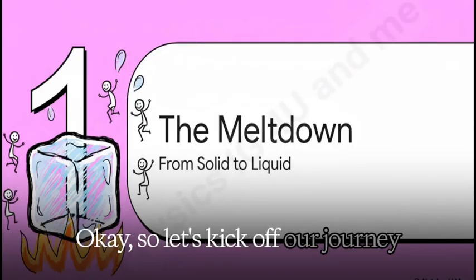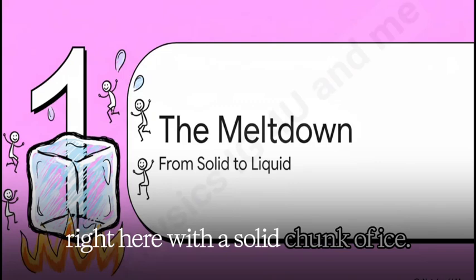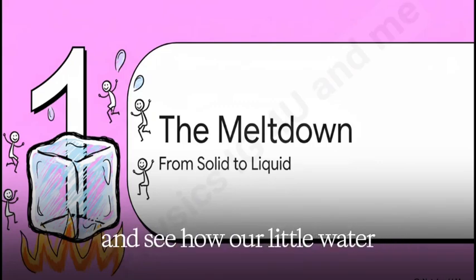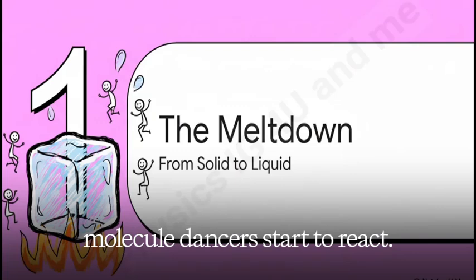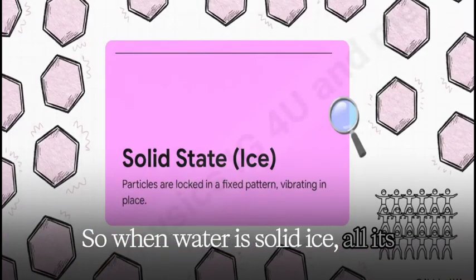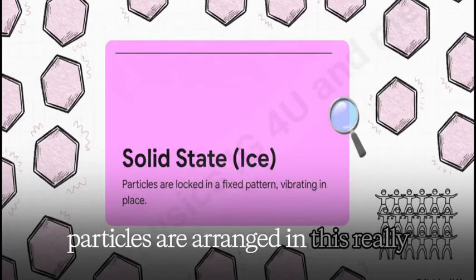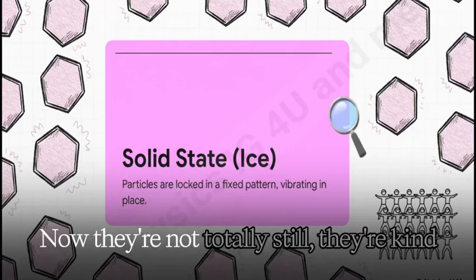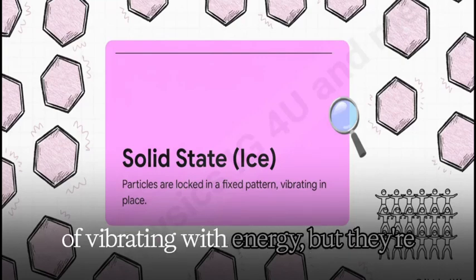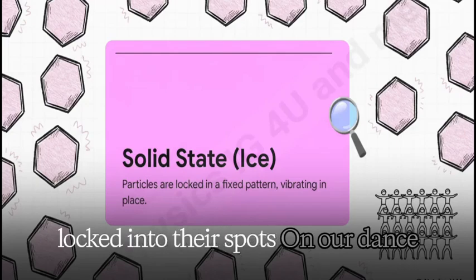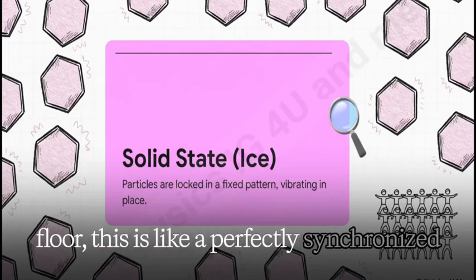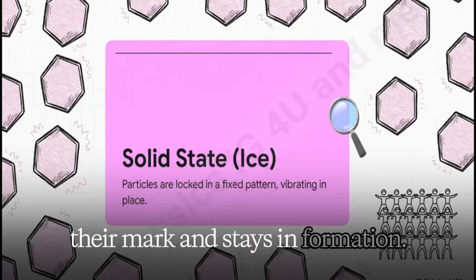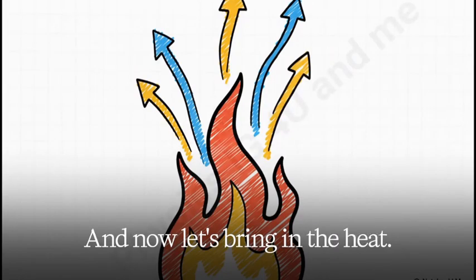Okay, so let's kick off our journey right here with a solid chunk of ice. We're about to turn up the heat and see how our little water molecule dancers start to react. So when water is solid ice, all its particles are arranged in this really neat, organized crystal pattern. Now, they're not totally still. They're kind of vibrating with energy, but they're locked into their spots. On our dance floor, this is like a perfectly synchronized group dance where everyone hits their mark and stays in formation. And now let's bring in the heat.